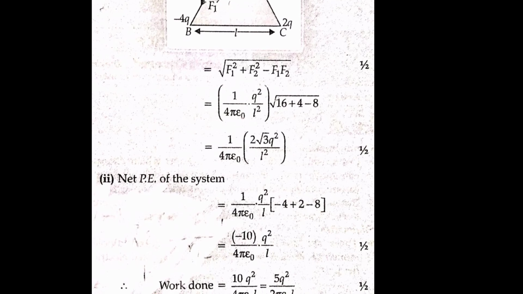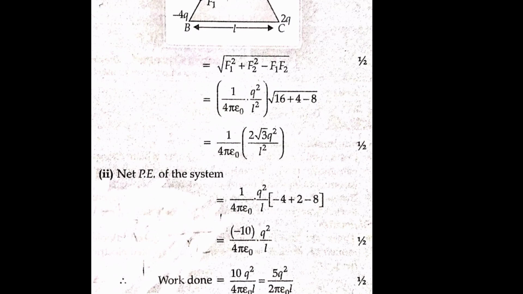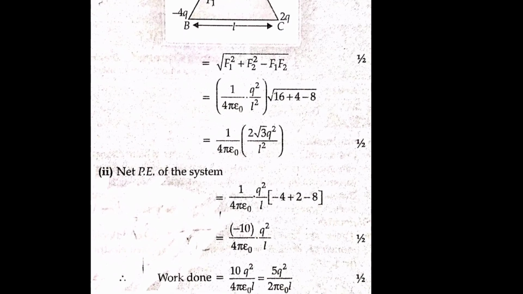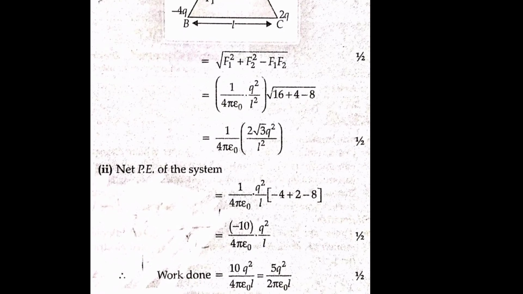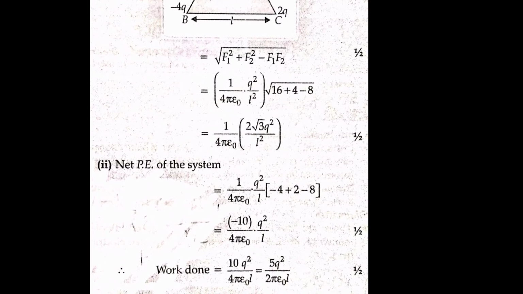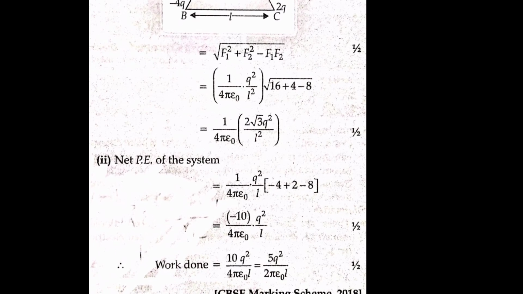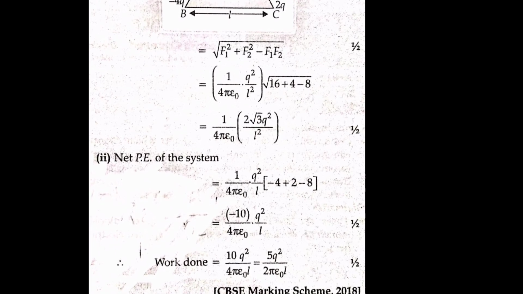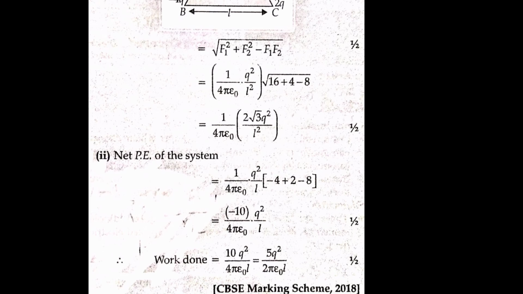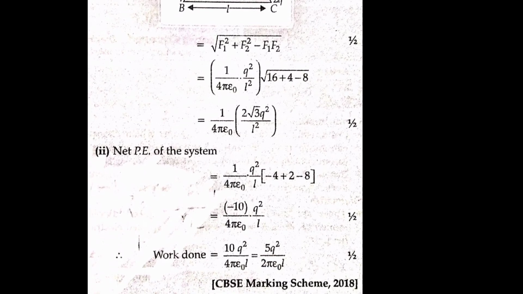That 10 and 4 will get cancelled, so we can write it as 5 Q square by 2 pi epsilon 0 into L. Okay, so that is the work done, or the potential energy, of a 3 charge system. So for this question we are getting 1 mark, and for the previous question 2 marks. So in total we get 3 marks for the question.